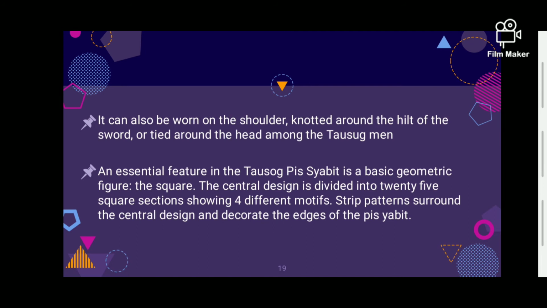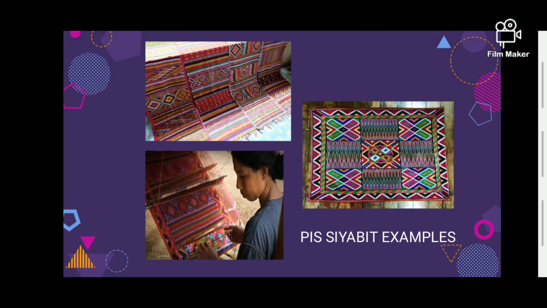An essential feature in the Tausug Pis Syabit is a basic geometric figure, the square. The central design is divided into 25 square sections, showing 4 different motifs. Strip patterns surround the central design and decorate the edges of Pis Syabit. This is an example of Pis Syabit.